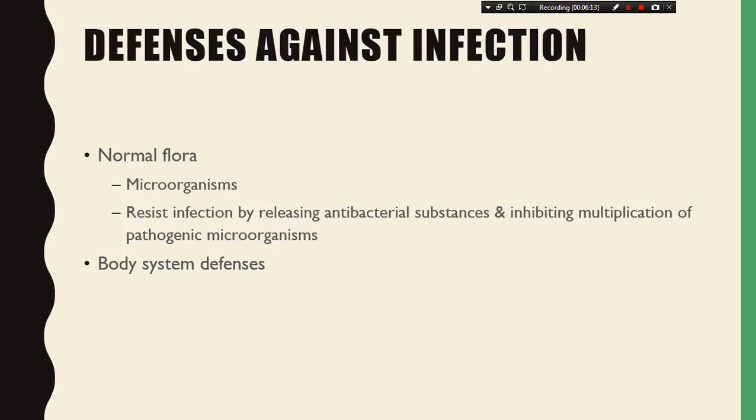Examples of body system defenses include the urinary and respiratory tract. For example, we have cilia, small hair-like projections that line the respiratory tract. Their job is to trap microbes and sweep them up to be coughed out. Another example is the flushing action of urine. Urination washes away microorganisms on the bladder lining and urethra. This is why individuals who hold their urine for long periods of time can develop cystitis or a urinary tract infection.